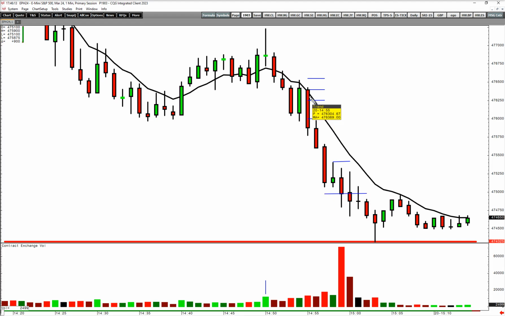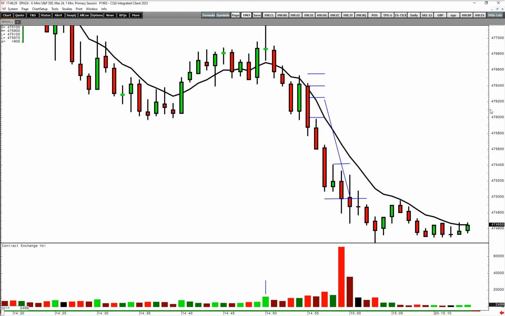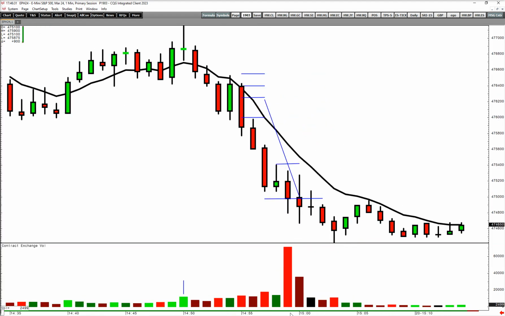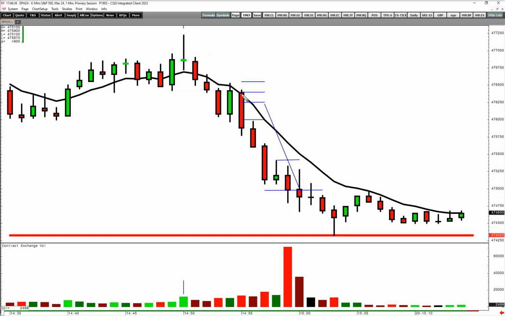47.75. So your entry was 62.50, and you got 12.75 points in 5 quick minutes with a 3-point risk. So again, that's more than 4-to-1 return on your risk. And again, part of the secret sauce here is recognizing the high volume at 250, but then understanding that somebody's trapped on the close.